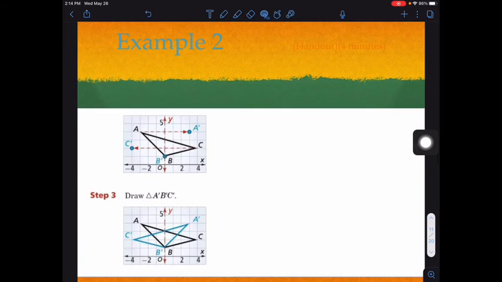Here is the book's final answer for this problem. So they graphed it more than once so that they could get rid of all of the previous work. So you can see just the original triangle ABC, and the graph of the reflection of triangle ABC over the y-axis is the blue triangle.